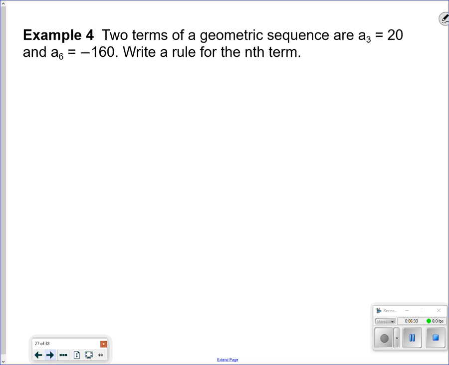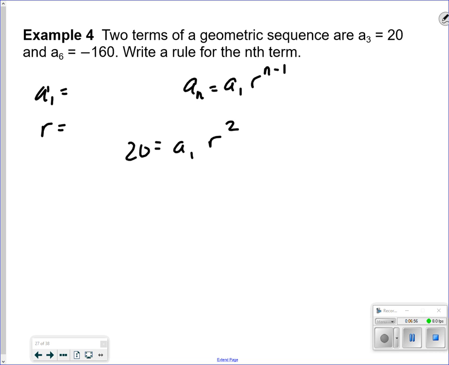Now they're really getting hard because they're not giving me a sub 1 and they're not giving me r. So if you remember right, when we did arithmetic, we set up 2 different equations. So we're going to do the same thing here. So a sub n would equal a sub 1 r raised to the n minus 1. So in the first one, I know that 20 would equal a sub 1 times r raised to the 3 minus 1. So there's the equation for the first one.